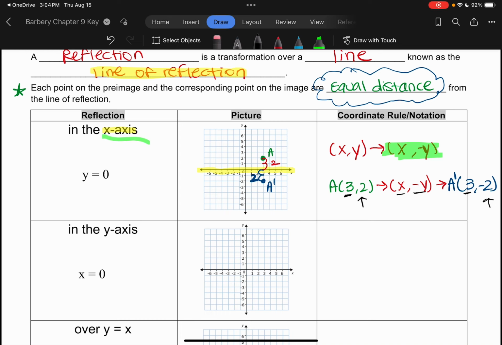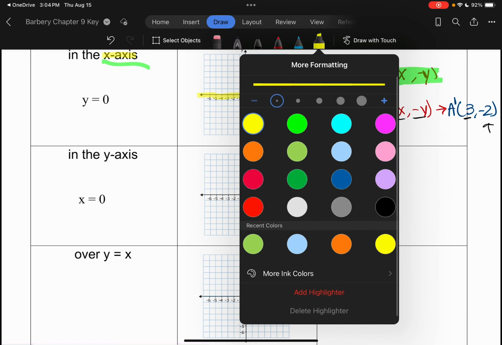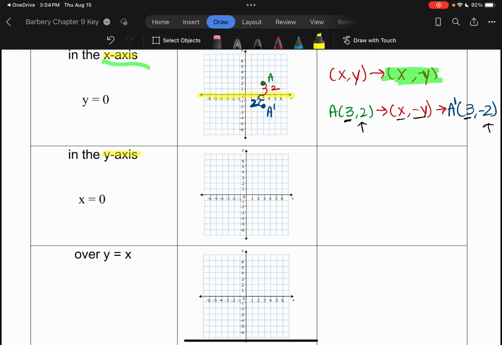All right, so let's take a look at reflecting over the y-axis. If I'm going to reflect over the y-axis, then this is the y-axis. One thing I didn't mention earlier is that this right here is the equation for the x-axis. The equation for the x-axis is y equals 0.